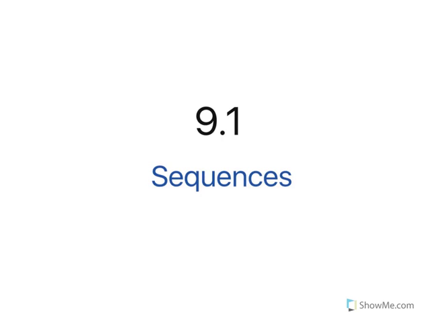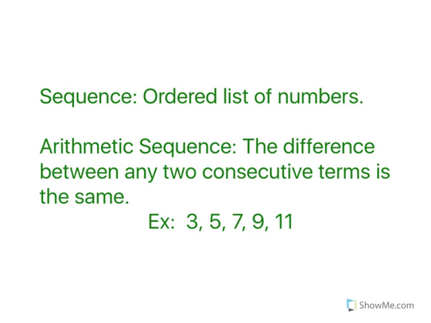This lesson is on section 9.1 titled Sequences. So there's first two vocabulary words that I want you to understand before we go ahead into our examples. The first one is sequence, and all a sequence is, is an ordered list of numbers. You've probably seen sequences before in the past, but we're going to be covering them more in depth in this lesson. And then specifically an arithmetic sequence.